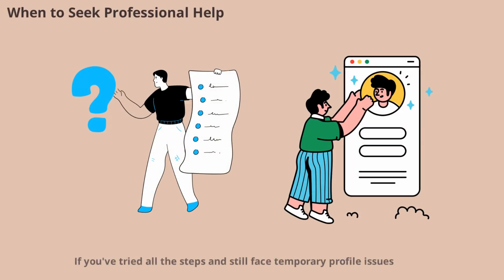If you've tried all the steps and still face temporary profile issues, it may be time to seek professional IT support. Persistent problems could indicate deeper system or hardware issues. Don't hesitate to reach out to your organization's IT department or a trusted technician for further assistance.